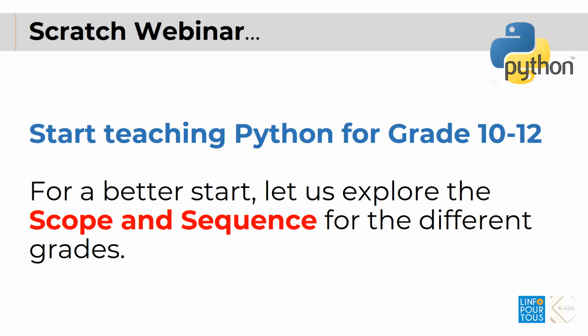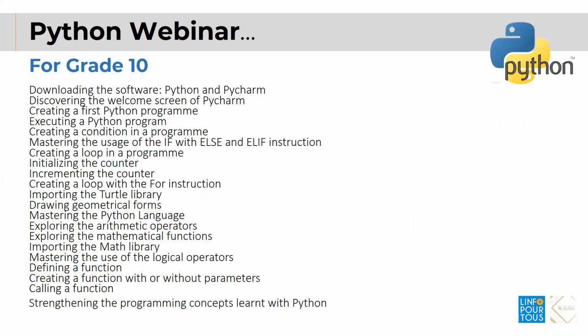For a better start, let us explore a little bit the scope and sequence for the different grades. In grade 10, I will not read the content of the scope and sequence, but if you have the book or if you go through our official website, lamp4.com, you will see the scope and sequence for each grade. And if you are new to our Right Click curriculum, you can ask me on my mobile or Mr. Muhammad Nuruddin, and we can send you the scope and sequence with our official catalog.